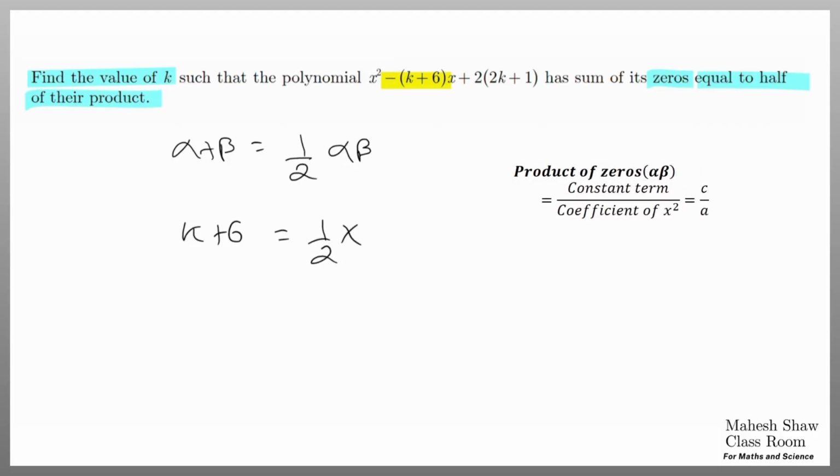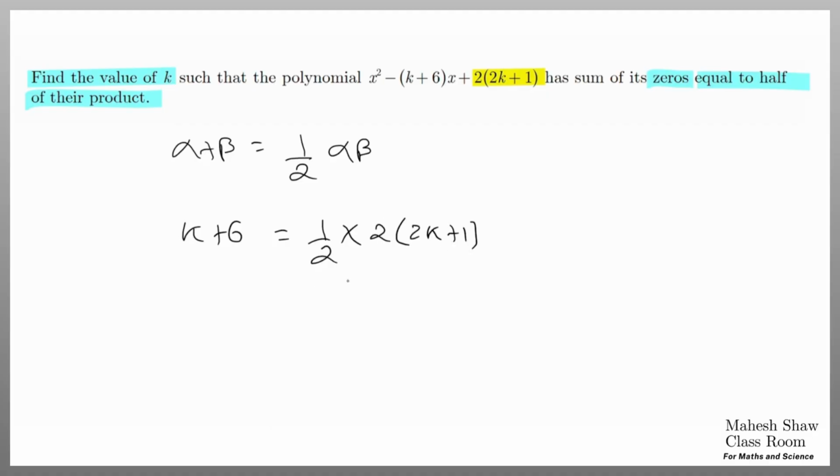And what is the product? The product of the zeros is c by a, and c is this whole thing. So c is given as 2 times (2k plus 1). Now we can reduce this, the 2 and 2 get cancelled, and simplify to get the value of k.